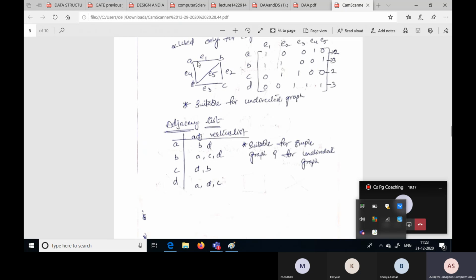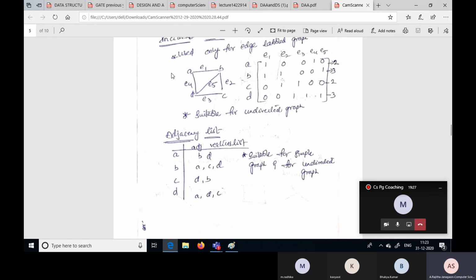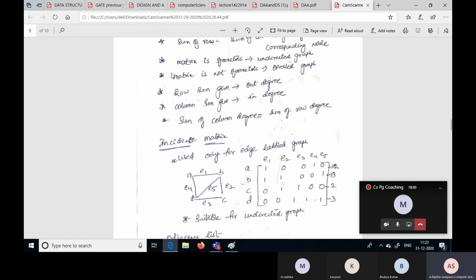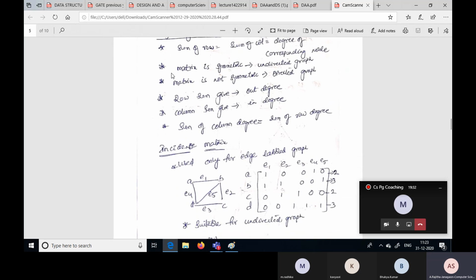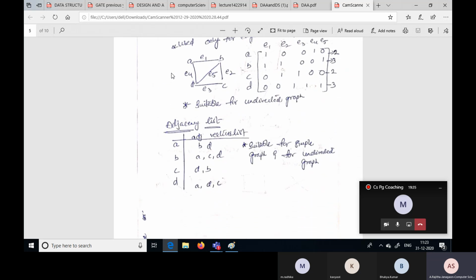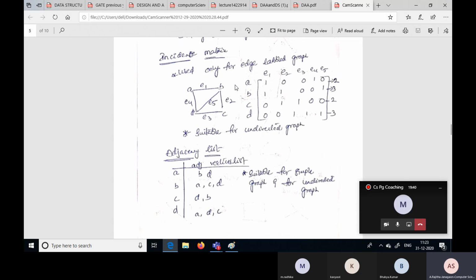So here, in the adjacency matrix, that is a square matrix. The number of rows and number of columns, that means how many vertices are there in the graph, that many rows and that many columns are there. Whereas the incidence matrix is not the adjacency matrix, and this incidence matrix is only suitable for an undirected graph. This is not a square matrix.